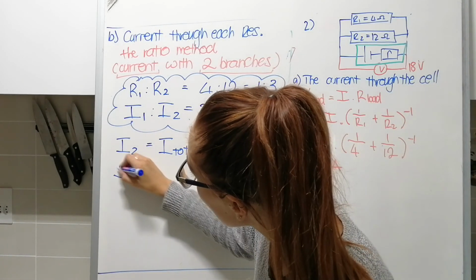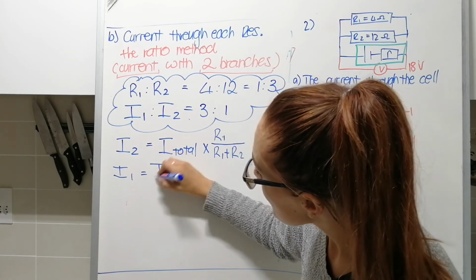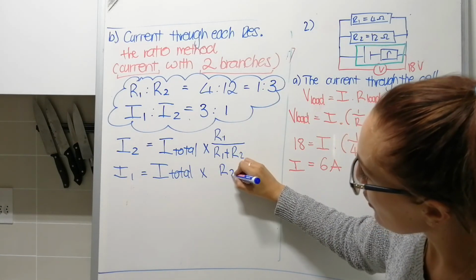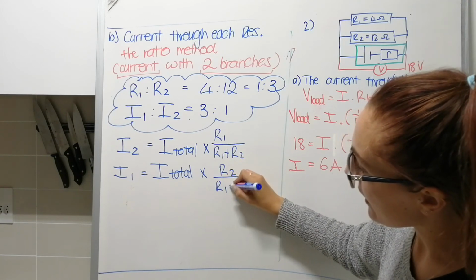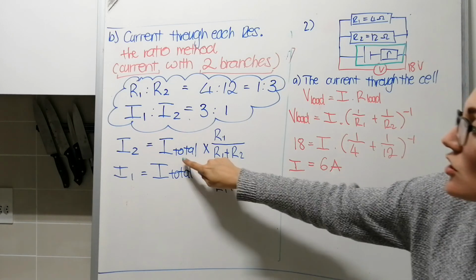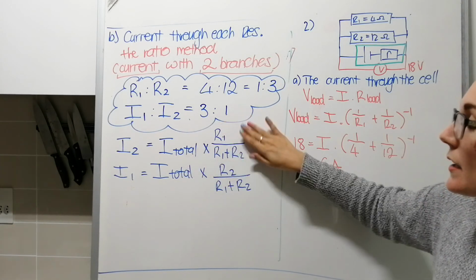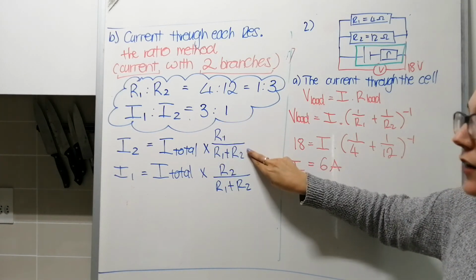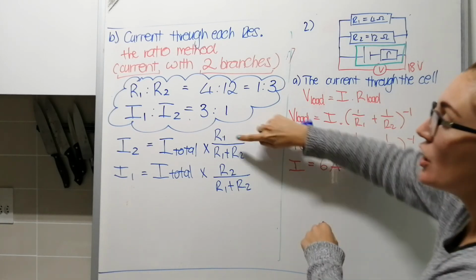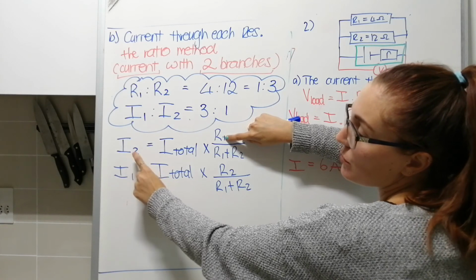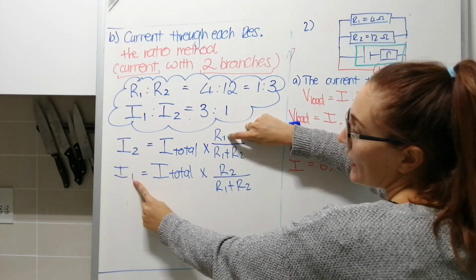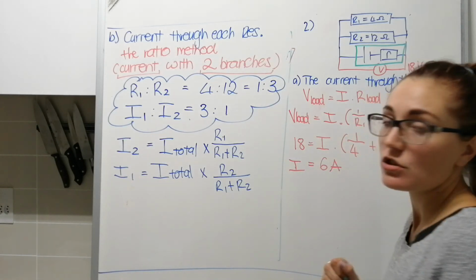And if you want to find the current in branch 1, it's the total current multiplied by the resistance in branch 2 over the resistance in branch 1 plus the resistance in branch 2. So either way, you're taking the total current, you're multiplying it by a fraction, where at the bottom of the fraction, you've added together the resistors, and at the top of the fraction, you use the other resistor. So for branch 2, I use the resistance in branch 1. In branch 1, at the top, I've got the resistance in branch 2.